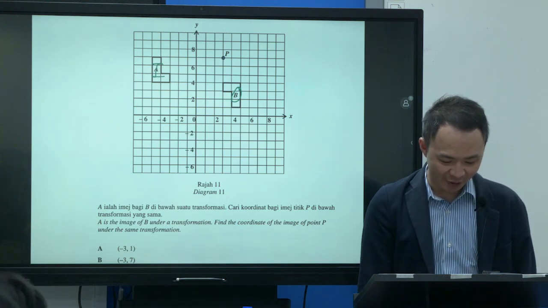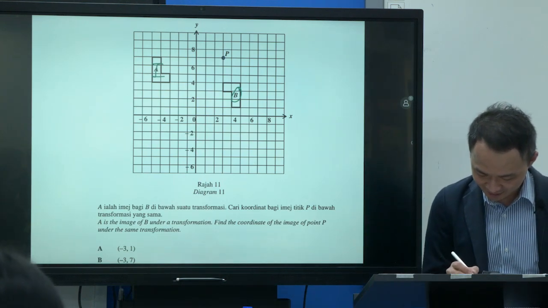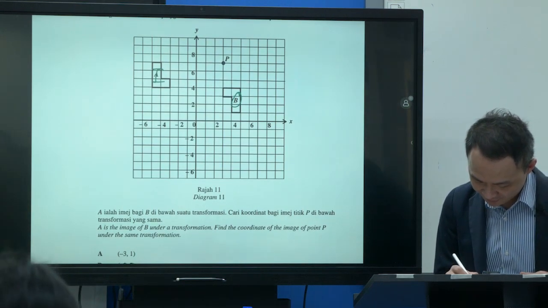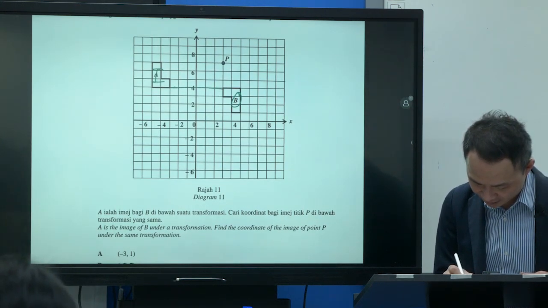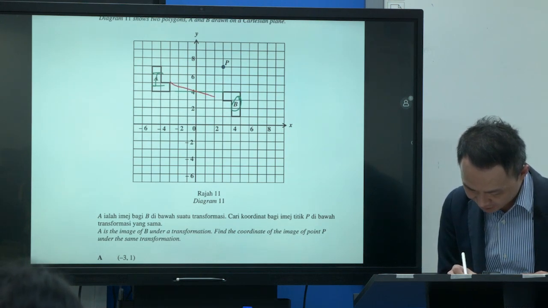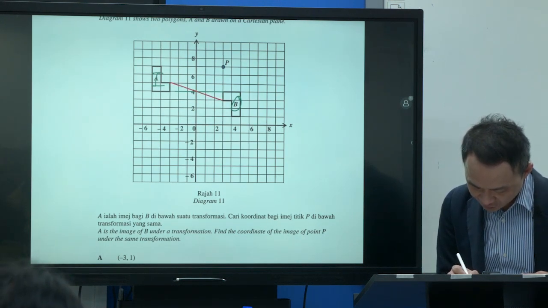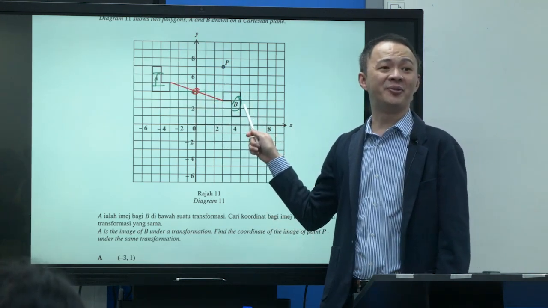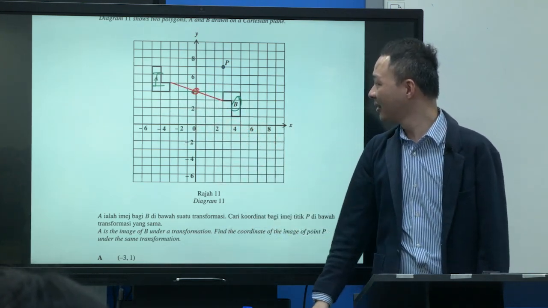Alright, this one seems like rotation 180, doesn't it? So we are trying to connect them. This one connects to here. I use other color. This one connecting to here. So the center point is here. You can see, I connect the image and object. I got the center.